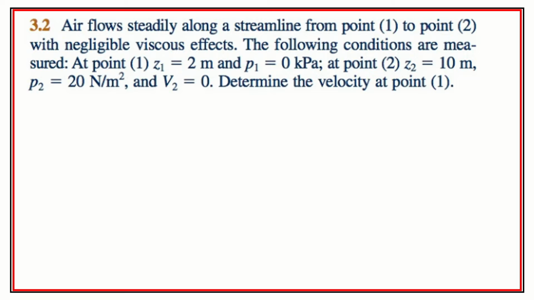So air flows steadily along a streamline from point 1 to point 2 with negligible viscous effects. The following conditions are measured. At point 1, the vertical position is 2 meters and the pressure is 0 kPa. We can assume that means gauge instead of absolute zero, so that's atmospheric pressure. At point 2, it rises to 10 meters. So it starts at 2 meters and rises to 10 meters. And the pressure is 20 newtons per meter squared, which is also a Pascal. And the velocity is 0, so we could call that a stagnation point perhaps. We want to determine the velocity at point 1.